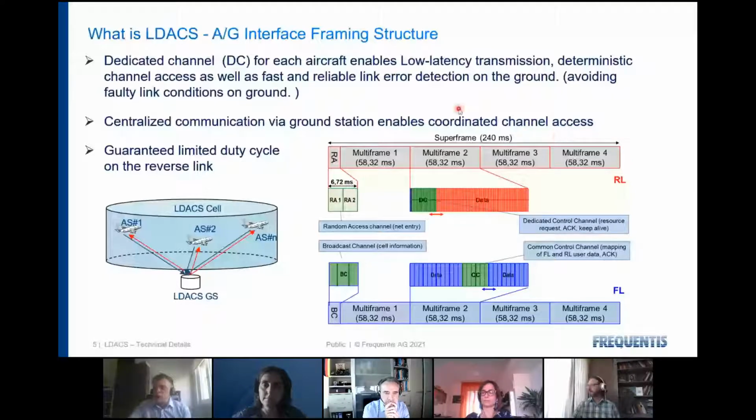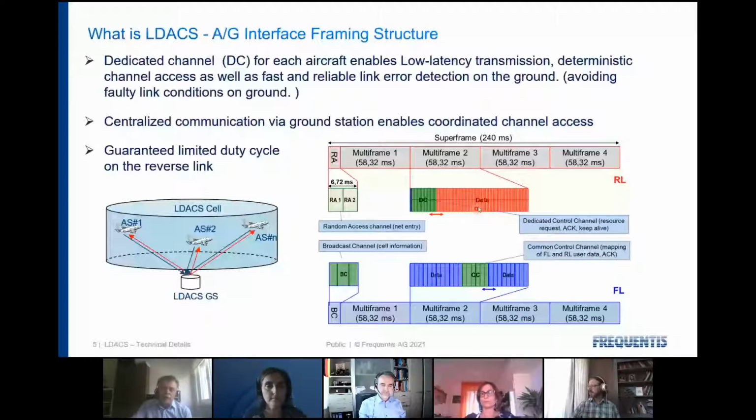The random access channel and the broadcast control channel are used for cell entry and cell exit, and the random access channel is the only one where the aircraft can access the reverse link autonomously. All other reverse link transmissions are scheduled by the ground station. Each of the multiframes is subdivided into a control plane and a data plane. The control plane is shown here in green and the data plane in red and in blue.